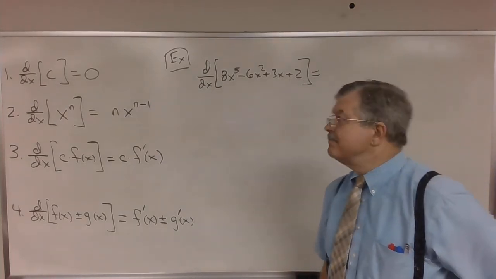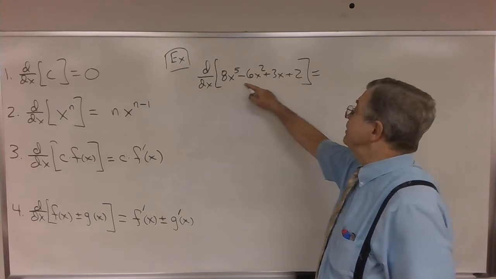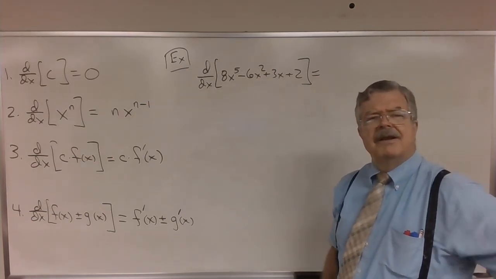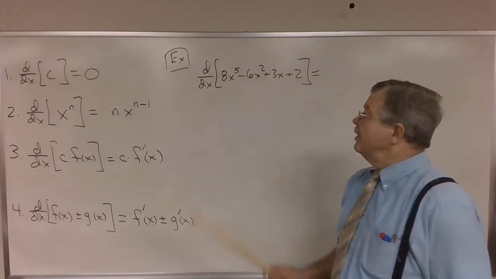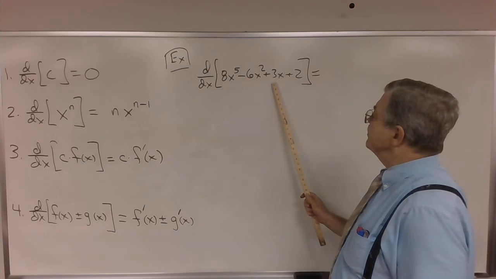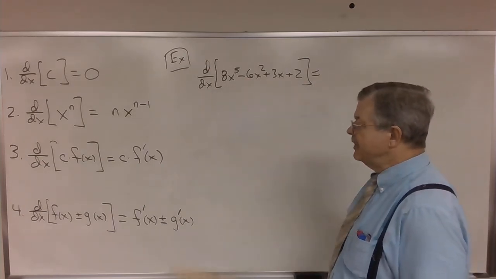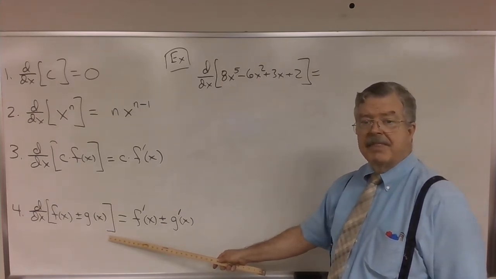Okay, here's a good one. This is a little bit more complicated than the others. What property do we need to use here? What I see here is the derivative of the sum or difference of functions. And property number 4 tells us how to handle that.